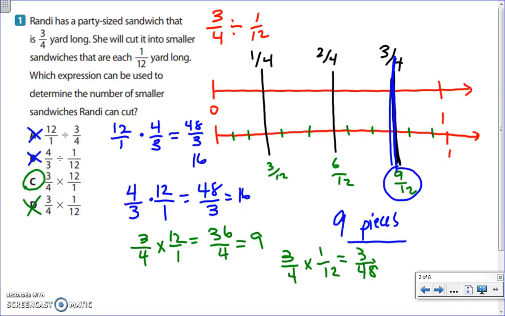But really we know that 3/4 divided by 1/12 is the same as 3/4 multiplied by 12 over 1. The keep, change, flip method. So that would have been a much quicker way to solve choice C, but all these things that I touched on are going to be parts of what you may see on your unit test. So I wanted to make sure we talked about how all those things worked.